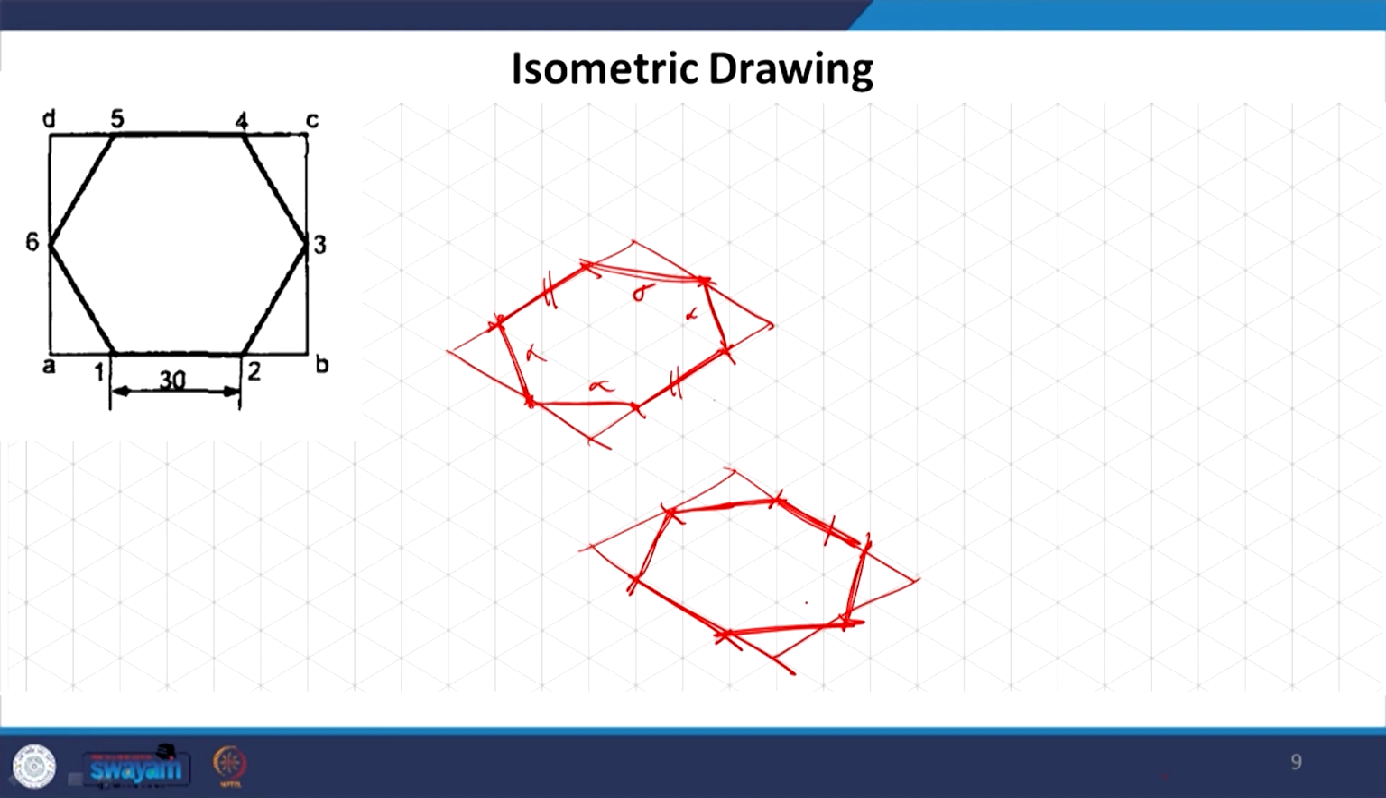I hope you will try drawing any polygon that you come across in isometric drawing. You can assume any condition and try to draw them, and if you find any problem, you can write to us and we will try to resolve your query.